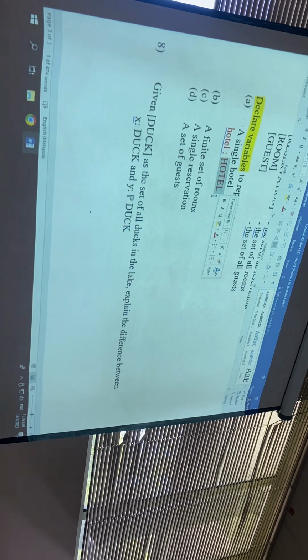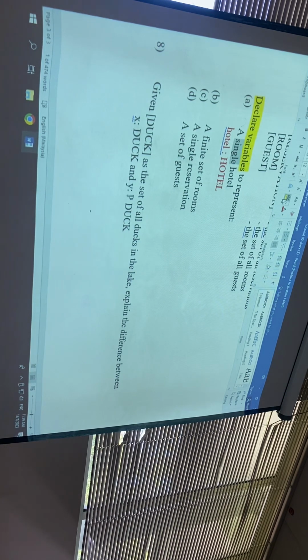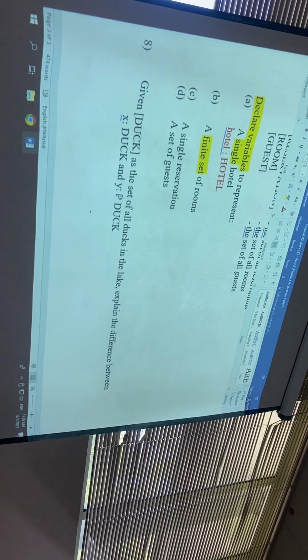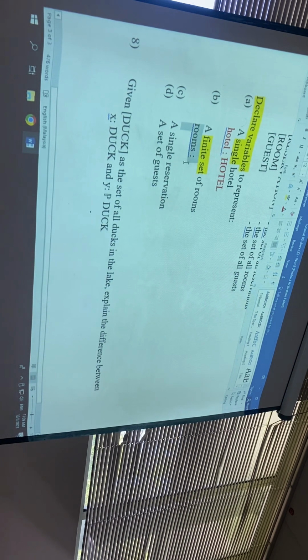So now, the next one here, B. Here a single hotel. Now, a finite set of rooms. How are you going to represent a finite set of rooms? Let's say my variable now is rooms. So how to declare variable rooms here?